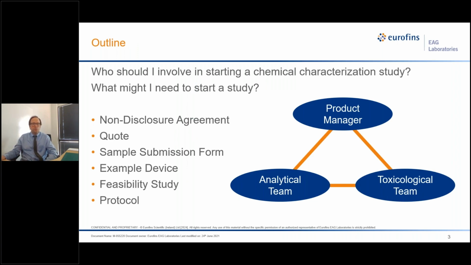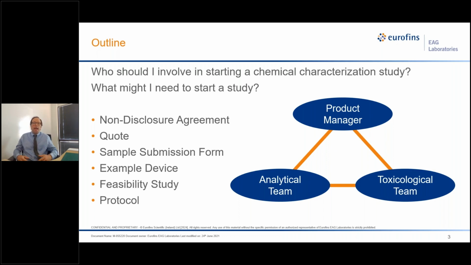Really, I'm going to be answering the questions: who should I involve in starting a chemical characterization study? And what might I need to start a study? In terms of the involvement, this image on the right captures this idea. The three parties really involved in a chemical characterization study are the study sponsor or product manager, the analytical team, as well as the toxicological team. All three of these groups need to be working together for an effective study that's going to be on time, on budget, and result in a TRA, or toxicological risk assessment, that's going to support that device.